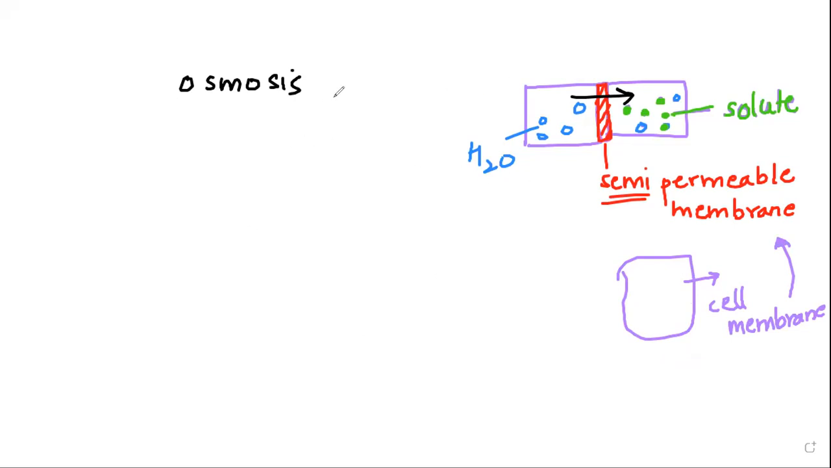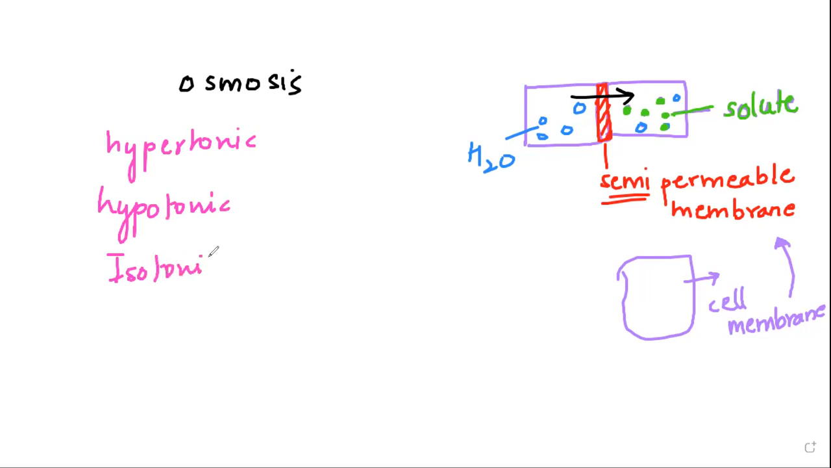Okay. This is done. Then let's come back to the three types of solutions then, which are basically hypertonic, hypotonic, and isotonic, right?